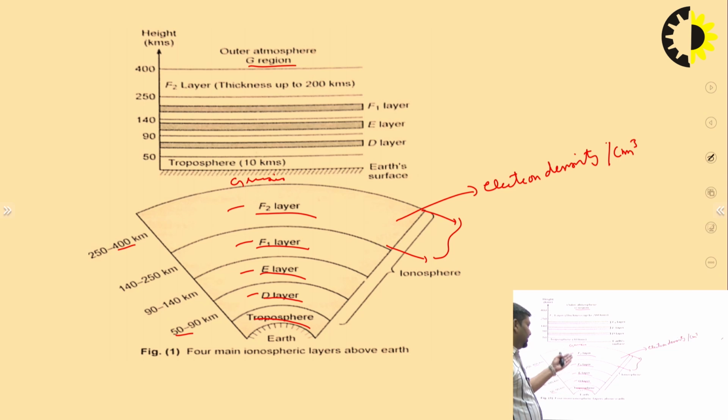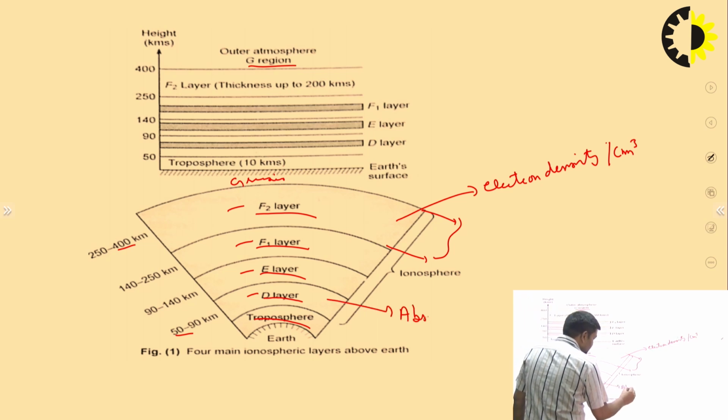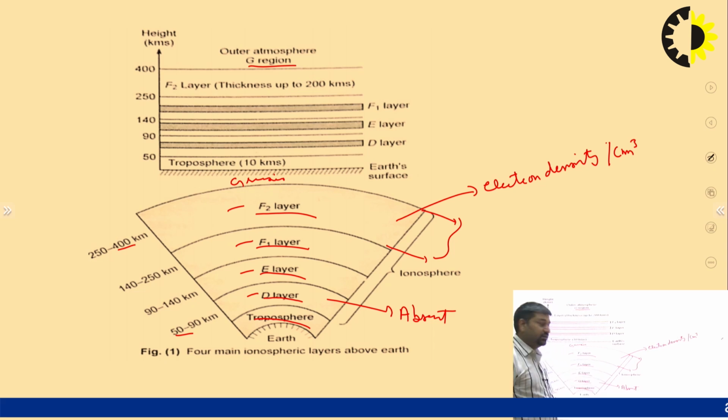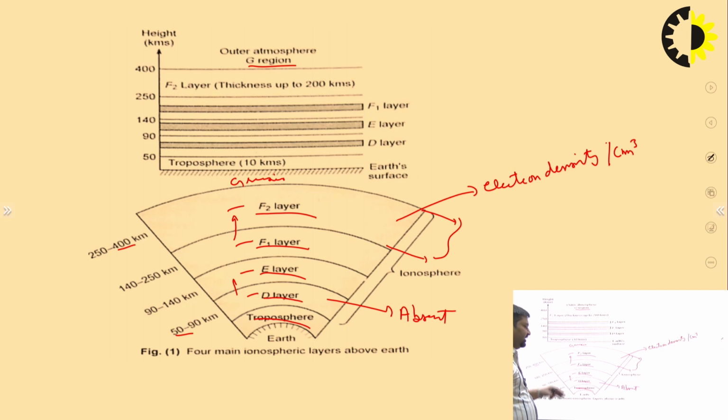During the daytime, the D layer, E layer, F1 layer and F2 layer are present, but in the night phenomena the D layer is absent because the sun is not involved and the electrons recombine. Then the D layer is merged into the E layer and the F1 layer is merged into the F2 layer.